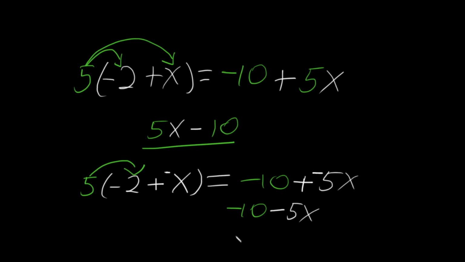And then rearranging once more into the proper form, the 5x would have to go in front of the negative 10, but it is a minus 5x. So the sign is going to stay with the 5x and create minus 5x. And then we have the minus 10 afterwards. Negative 5x minus 10 would be your final answer. Let's take a look at another example.